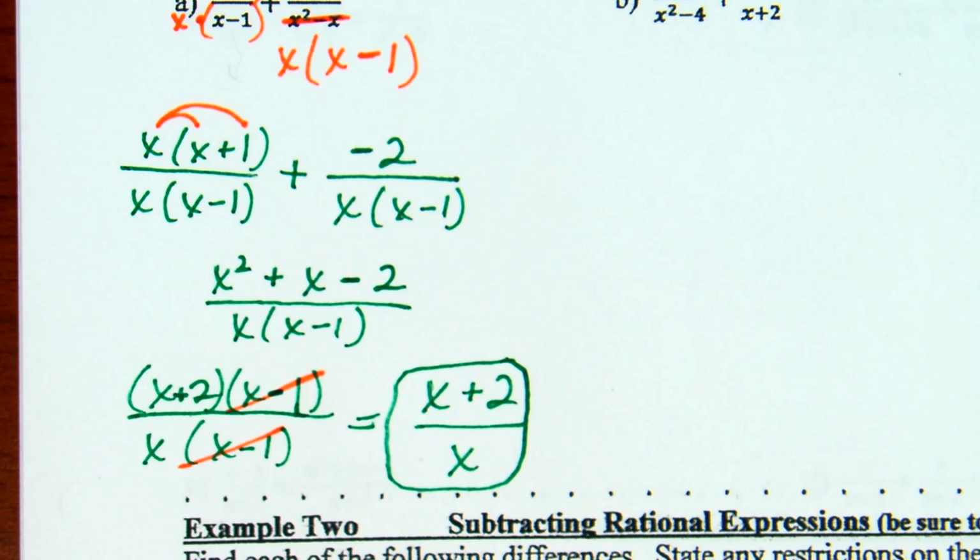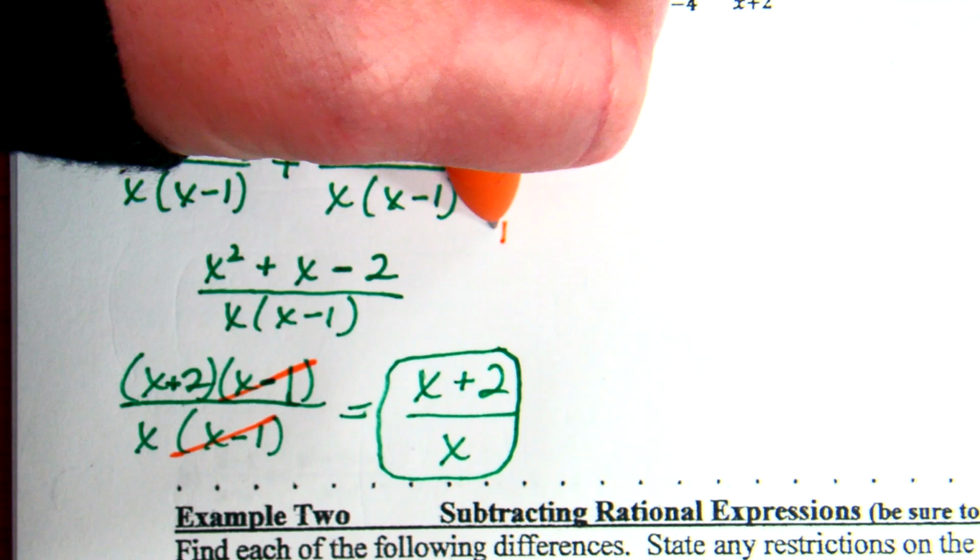Now, the one other thing they did ask us to do is restrictions on the variable. This part has not changed from yesterday. How do we find any restrictions on the variable? Denominators equal to 0. I would always use the factored form.